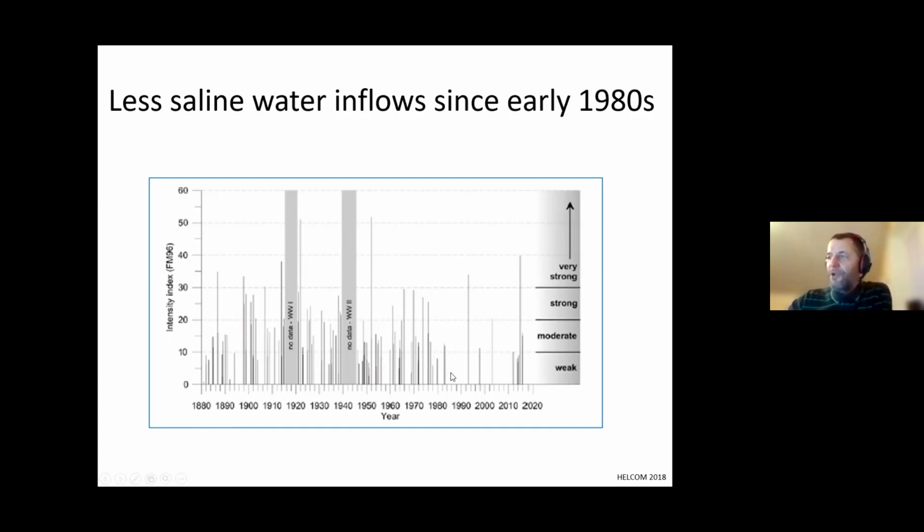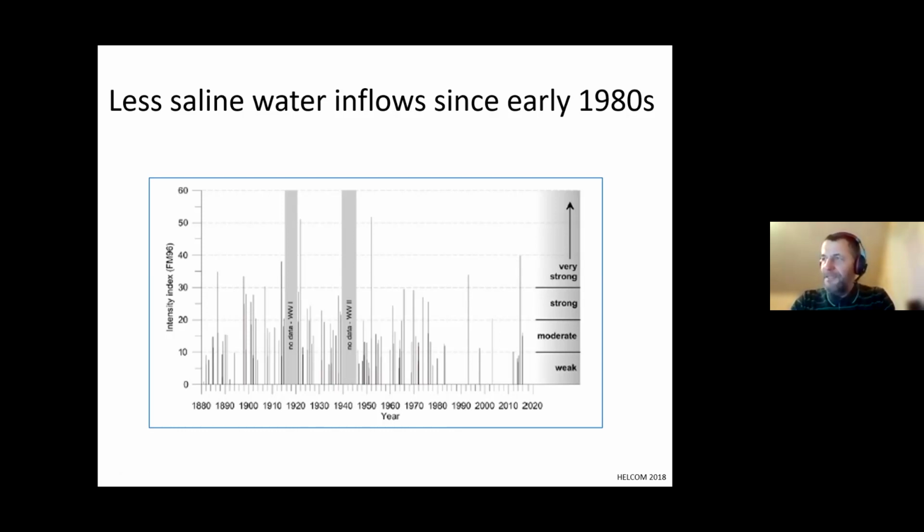And since the early 1980s, the frequency of saline water inflows to the Baltic has been much lower than previously, and there have also been only very few strong inflows. One in the 90s, one in the early 2000s, and one a few years ago. So basically one per decade, which is a very rare event.